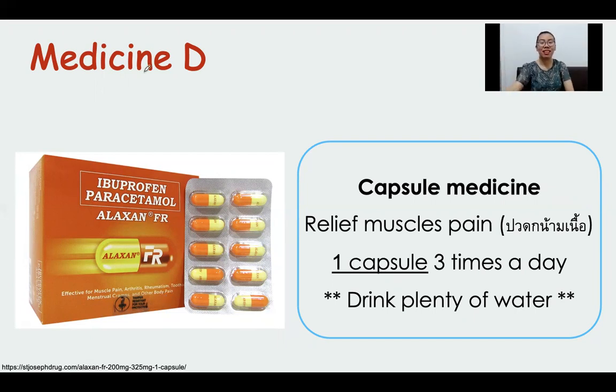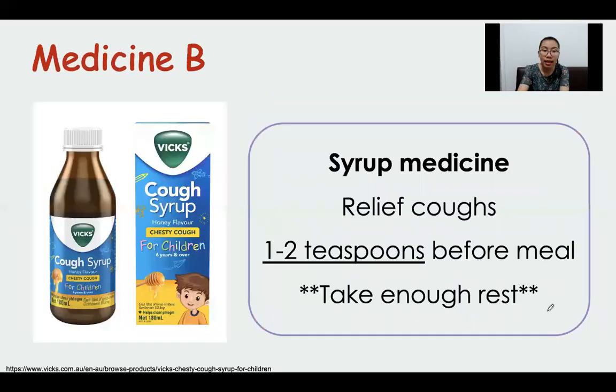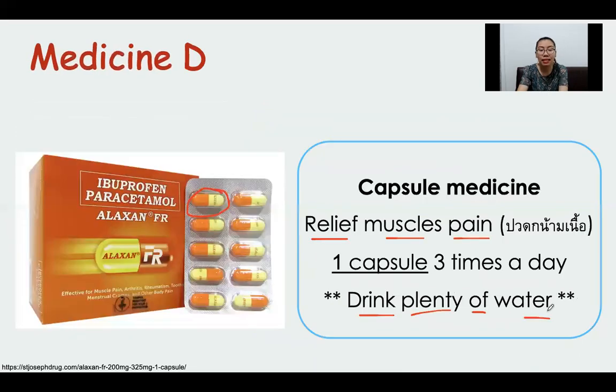Okay, so this is a capsule medicine. It relieves muscle pain. And it says 1 capsule 3 times a day. So you take it at breakfast, 1, at noon, 1, and then dinner or evening, 1. 1, 2, 3 times a day. Okay? All right. And the doctor said, drink plenty of water. So remember our medicine A, medicine B, medicine C, and medicine D.